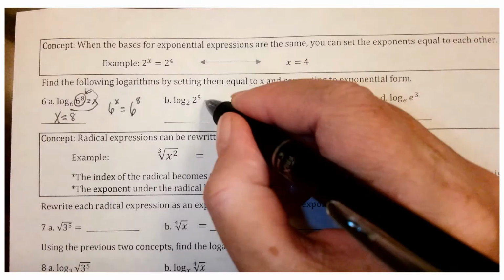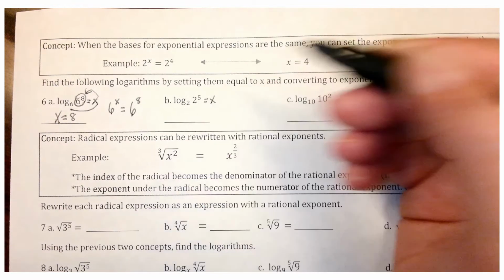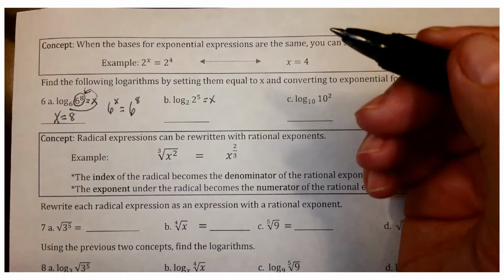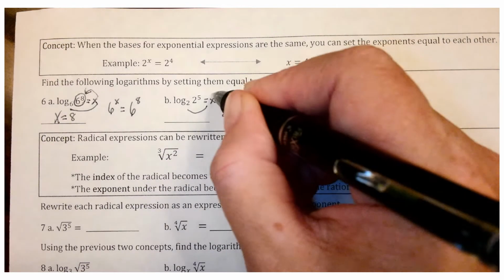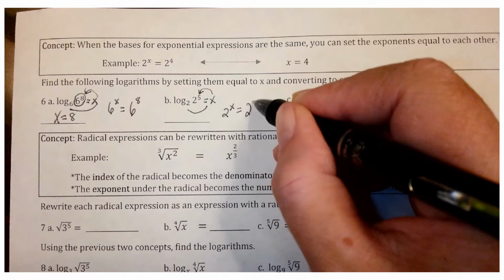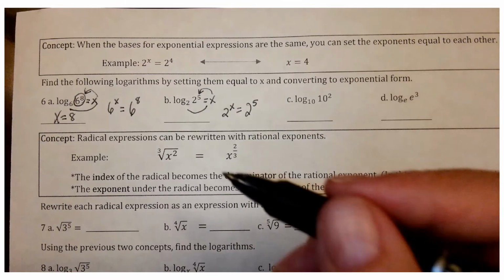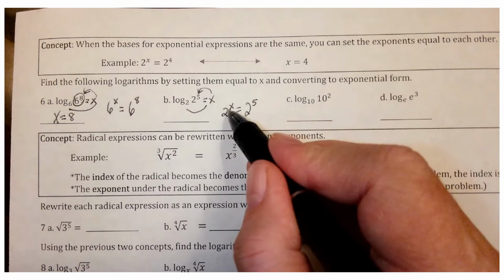I'm going to do it one more time here. Let's set it equal to x, convert to exponential, 2 to the x equals 2 to the 5th. Set the exponents equal to get the answer. So x is 5.